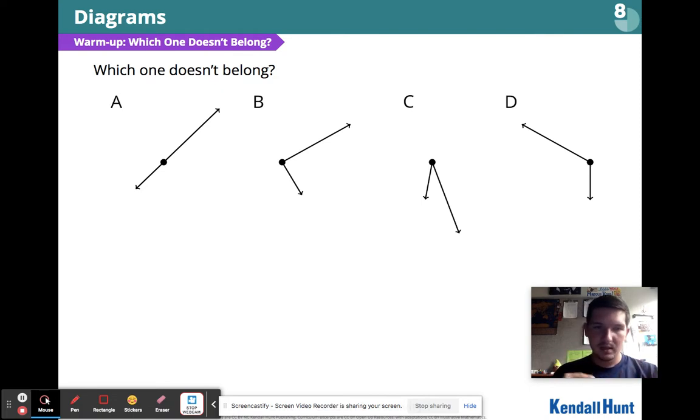So pause it. Yes, you could have said A. Hopefully you paused it, but you could have also said C, because it's the only one that looks like it's acute. Acute angles are larger than 0 degrees and less than 90 degrees. You could have also said B, because it's the only one that looks like it's 90 degrees. And you could have said D, maybe because it's the only one that's less than 180 degrees but larger than 90 degrees. It's an obtuse angle. Those are just some options you could have said.